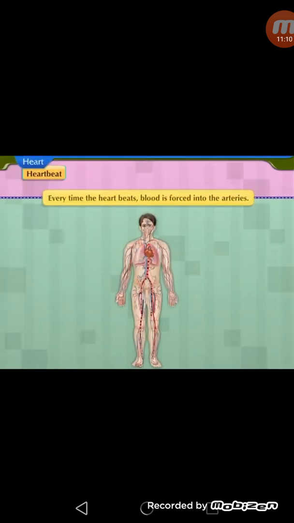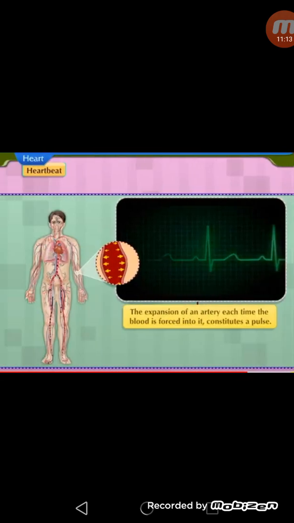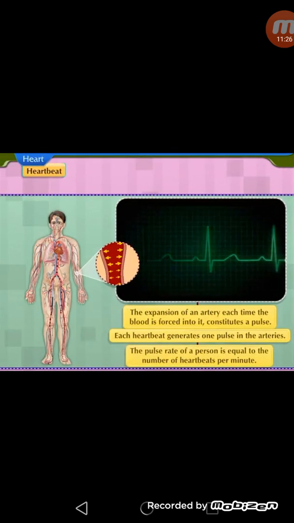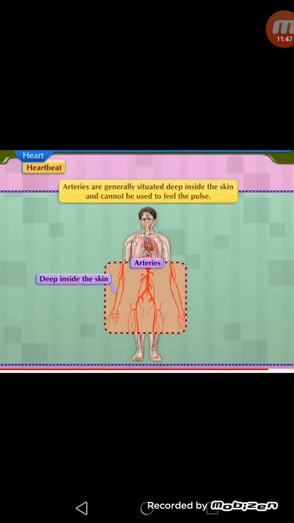Now every time the heart beats, blood is forced into the arteries. The expansion of an artery, each time the blood is forced into it, constitutes a pulse. It means when blood is forced from the heart into the arteries, that constitutes a pulse. Each heartbeat generates one pulse in the arteries. It means one heartbeat is equal to one pulse. The pulse rate of a person is equal to the number of heartbeats per minute. So whether it is asked pulse rate or heartbeat, that is the same term, and that is 72 times per minute.